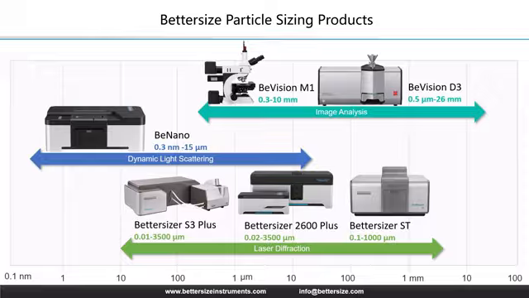Focus on the green arrow at the bottom. This is the domain of the BetterSizer 2600 Plus, with a massive range from 0.02 microns all the way up to 3,500 microns. This single instrument captures the entire spectrum. Whether you are analyzing submicron battery slurries or millimeter-sized mining aggregates, the 2600 Plus handles it all without changing techniques. So, how does it achieve such a wide dynamic range? Let's look at the physics.